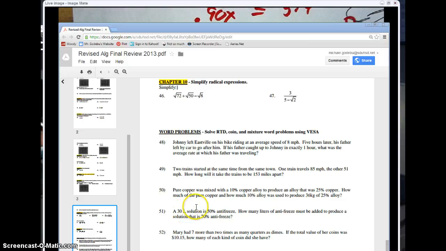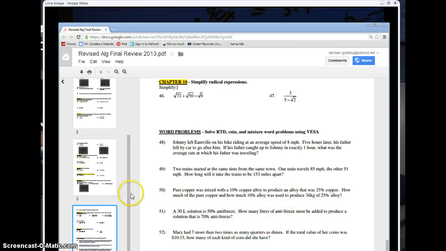A 30-liter solution, this is an amount, is 50% antifreeze. How many liters of antifreeze, remember antifreeze is 100% stuff, must be added to produce a solution that's 70% antifreeze? Remember, if I say 100%, that means it's pure stuff, but like for example, you might see in the final that it might say how many liters of water, which hopefully you know has 0% antifreeze. Well, in this case, I'm adding antifreeze, which is 100% antifreeze. So, let's show.